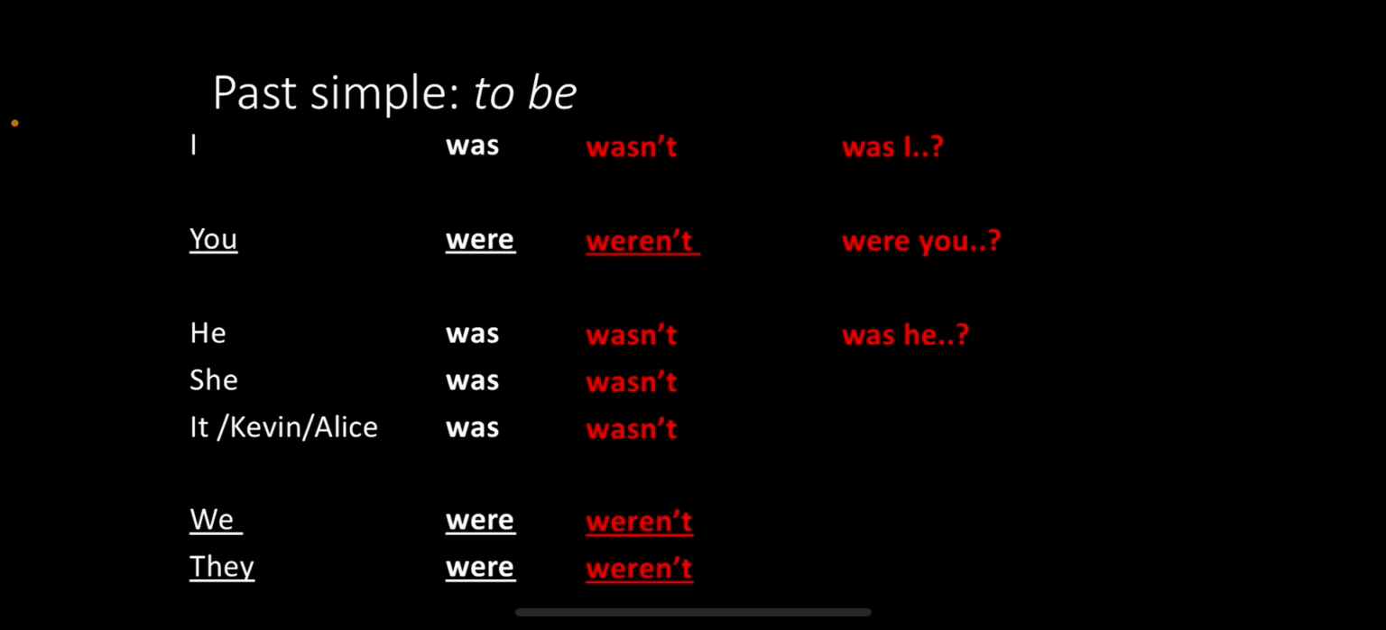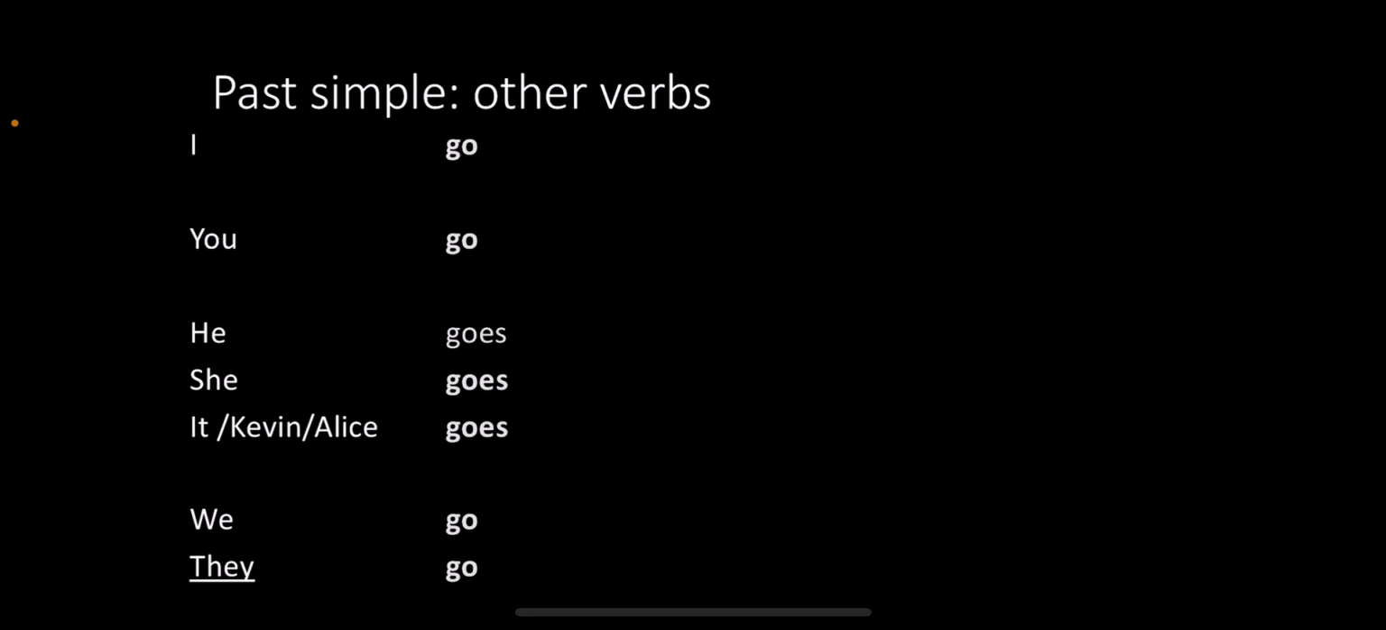Was he eating an ice cream yesterday? We just change the position. That is for verb to be. Affirmative, negative, and to make some questions with verb to be in past. Now, for the other verbs, let's imagine go. For the other verbs, when we conjugate, remember that in present, we change the verb depending on the subject. So, for example, he, she, Kevin, Alice, we change the verb and we say goes.